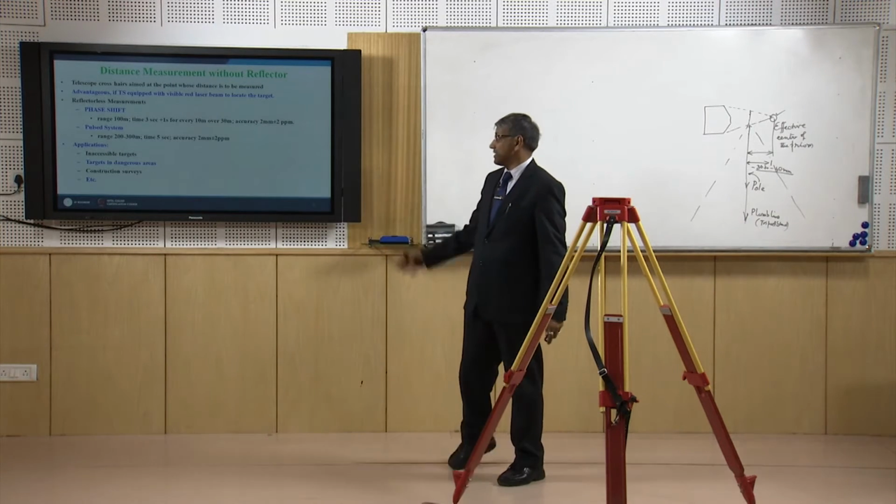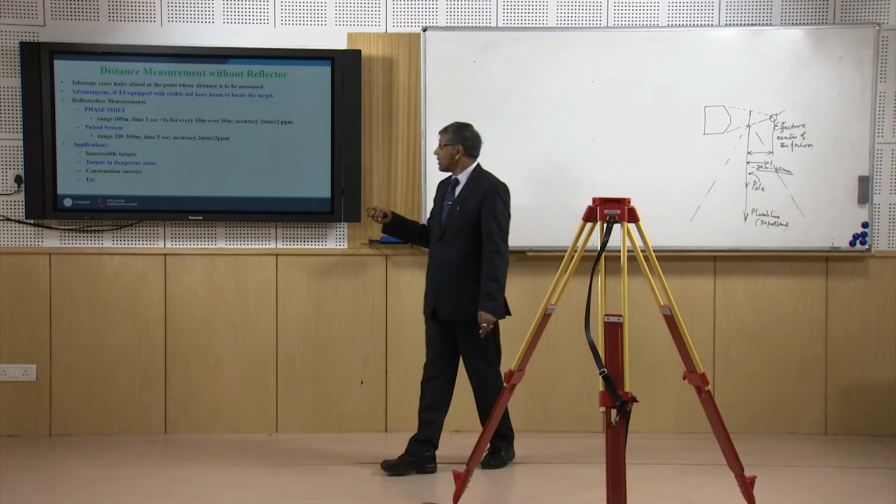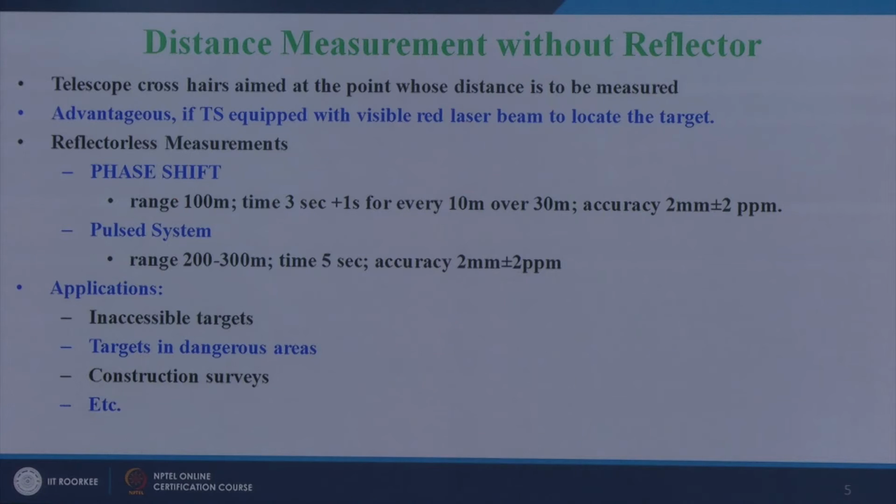Now, but one thing is that reflectorless measurements can be done only within a certain range, that is the limitation. And you can see here, if we make use of the phase shift method of measurement, then the range is up to 100 meter, maybe it is improving day by day, 200 meter, 300 meter, but not more than that. And the time of observation will also be more, and the accuracy is as good as this, but this is a very small distance, so we should not say the accuracy is good because the distance is less, but within this limitation this accuracy is good.